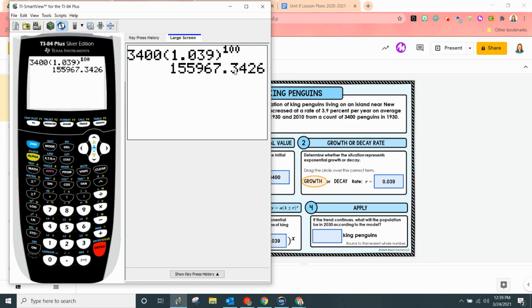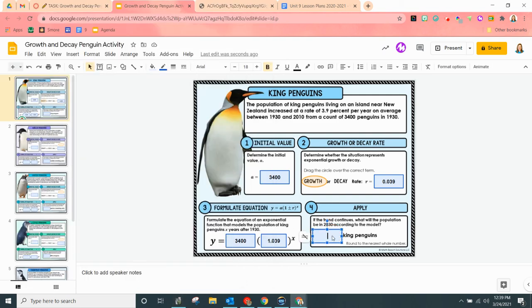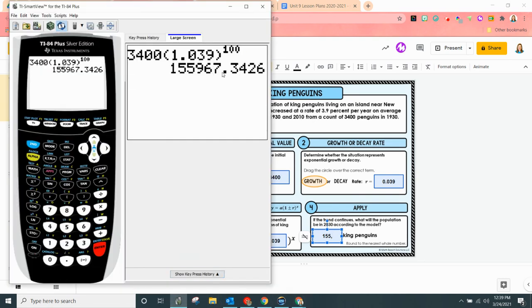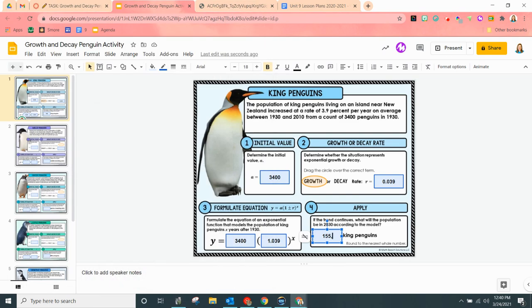155,967. Would we have 0.3 penguins? No. So that needs to make sense. What we need to do is round that to a whole number. So 155,967 penguins. Okay, so that's how you're going to go through and work. The important thing to remember is that for each one of these, you're going to add it to one or you're going to subtract it from one to find your rate.